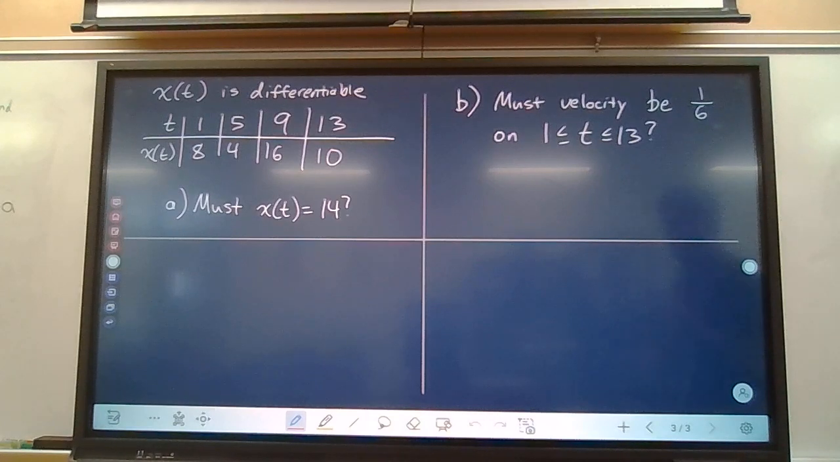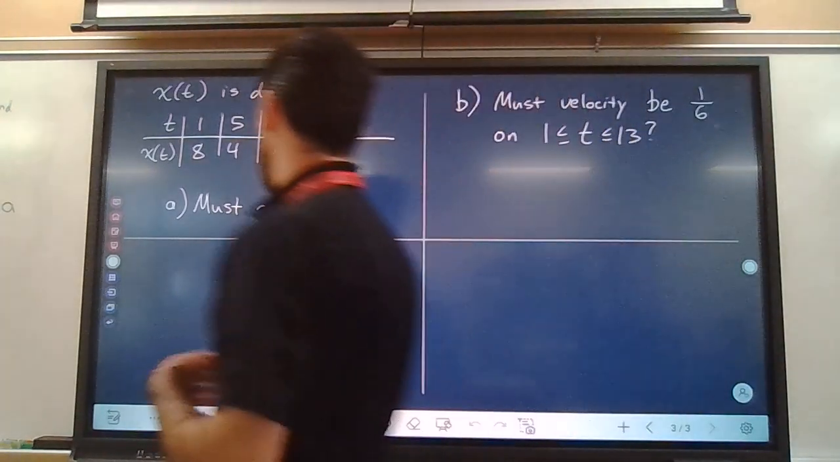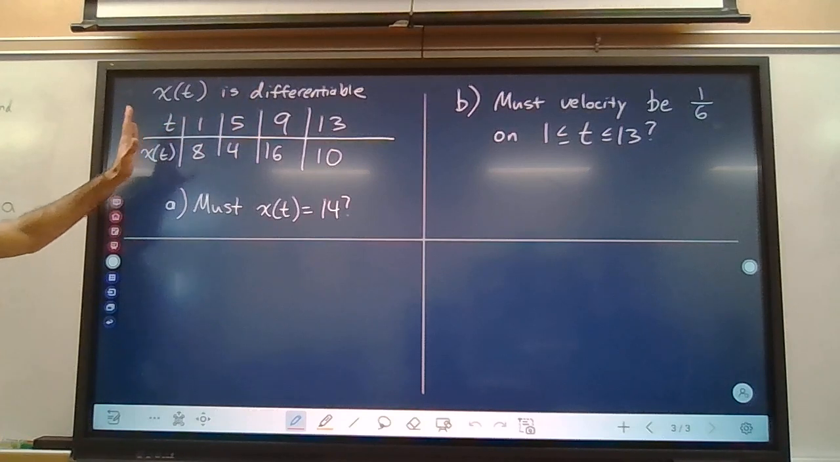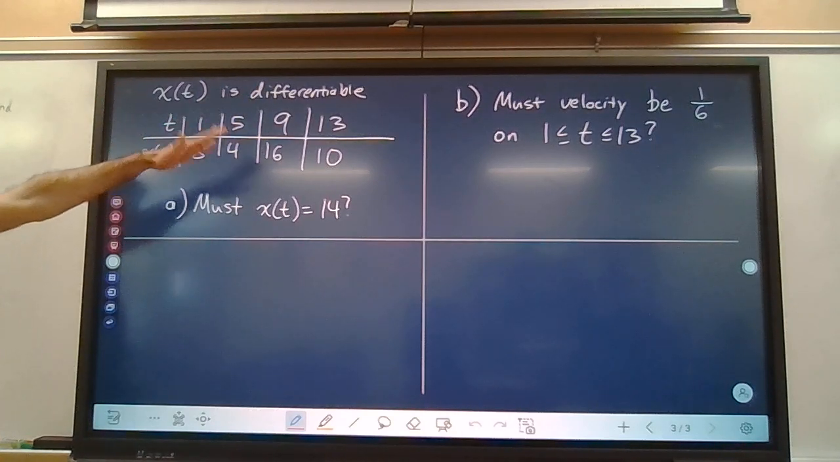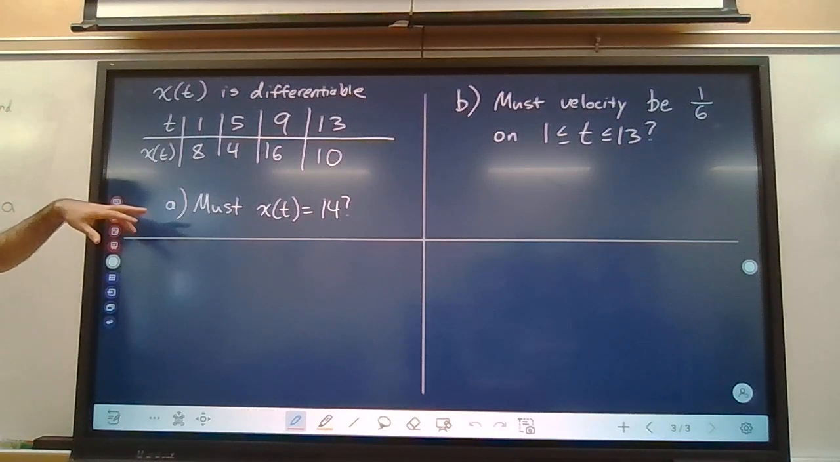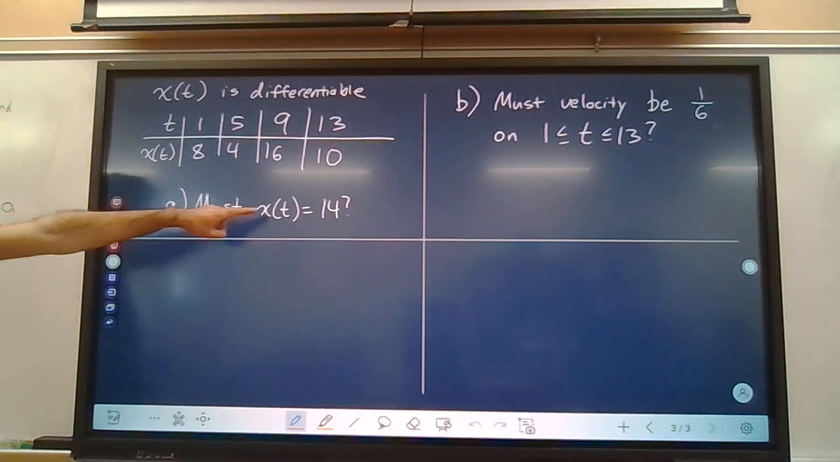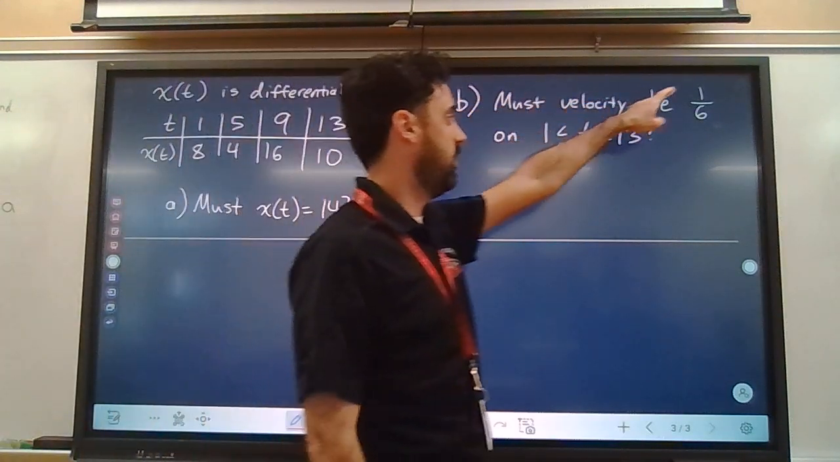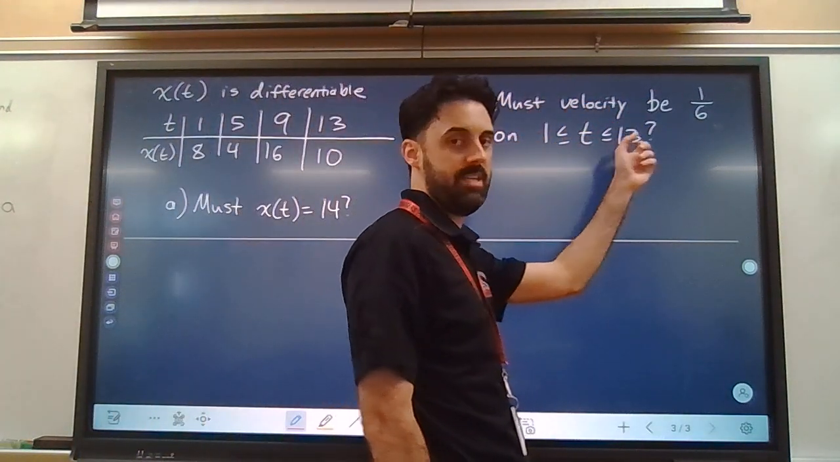Now, this is more of an FRQ style question. Say we're given x of t, which usually represents position. Okay, and so we're told x of t is differentiable, and we're given a table of values, so we don't have all the values of x, just some. First question, must x of t equal 14? Second question, must the velocity be 1 over 6 sometime on this interval here?